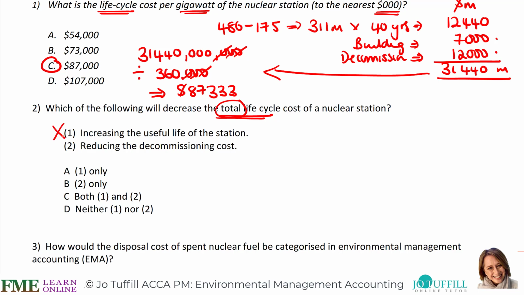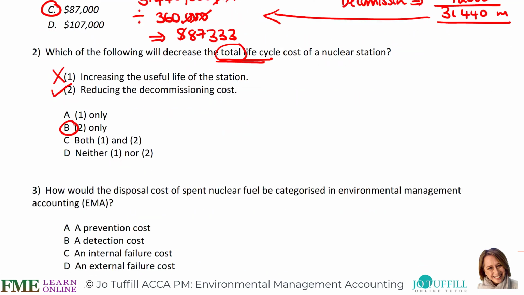Number 2, reducing the decommissioning costs. That absolutely would work. If we were able to reduce the 12,000 million, that would therefore reduce the total life cycle cost. So the answer is B, 2 only. Now let's move on to part 3.